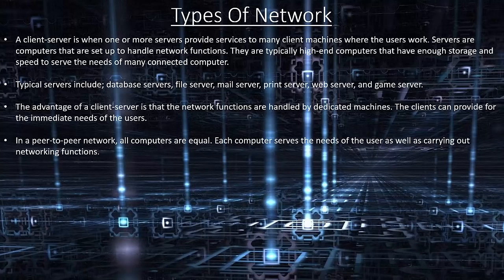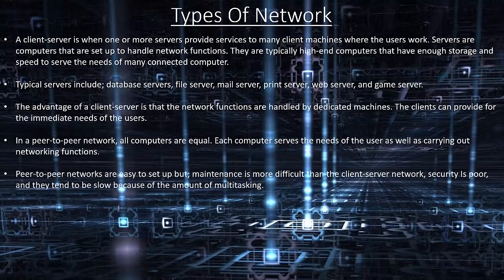In a peer-to-peer network, all computers are equal. Each computer serves the needs of the user as well as carrying out networking functions. Peer-to-peer networks are easy to set up, but maintenance is more difficult than the client-server network. Security is poor, and they tend to be slow because of the amount of multitasking. The peer-to-peer model is useful on the internet where files can be shared directly between users without the need to go through web servers.